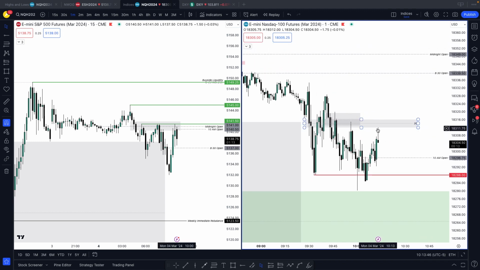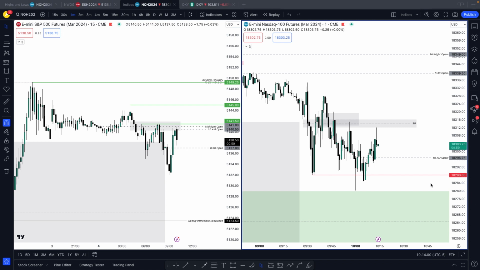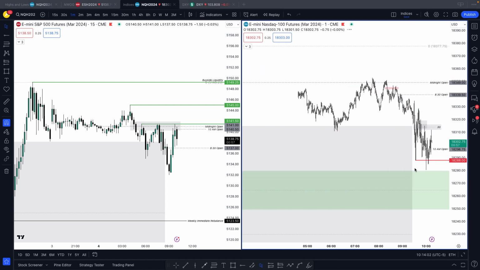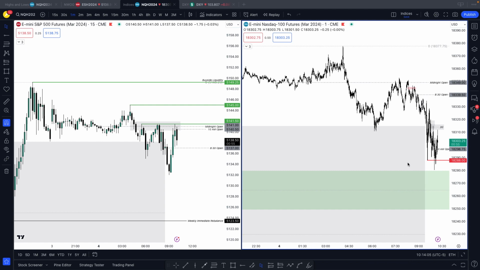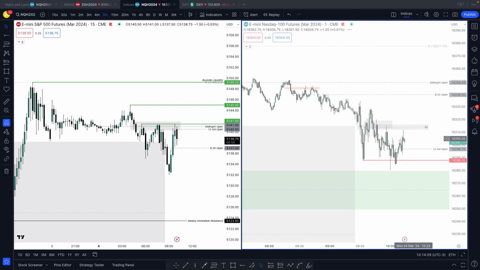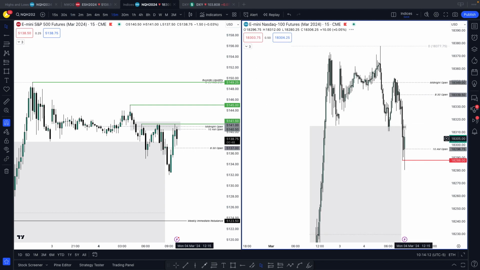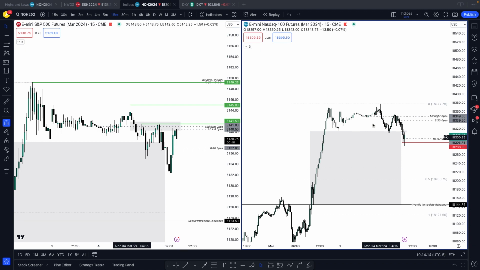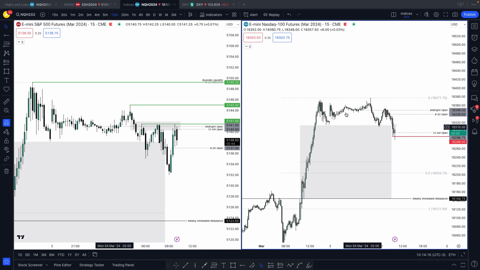Okay, now we're back up into a premium of the dealing range from this morning. And you can see how this isn't really the kind of action that you'd want to be much of a participant in so far. And this is typically to be expected going into the AM session following a large range day.